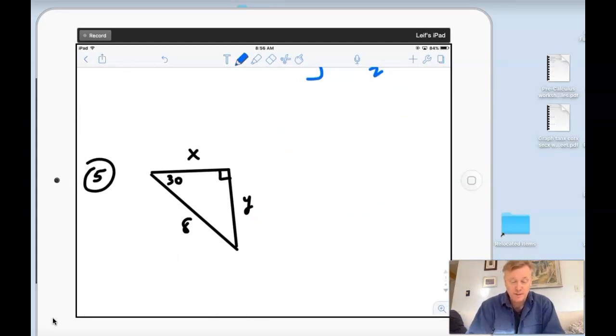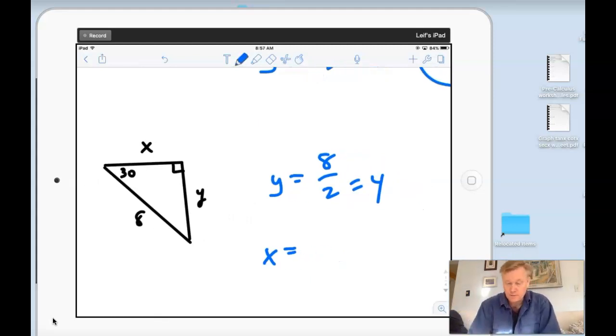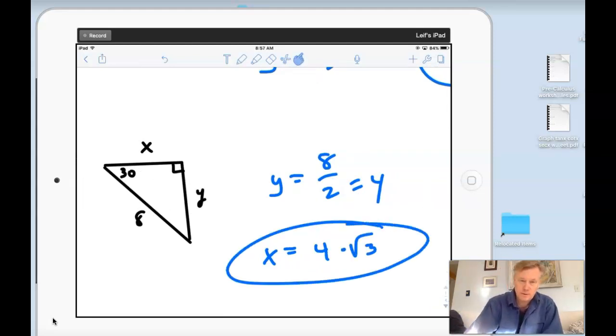Once again, they gave me the hypotenuse. Pretty easy. Which means my short leg, the one opposite the 30 degree, will be half of the hypotenuse, which is 4. X is going to be whatever the short leg is, times the square root of 3, which is 4 times the square root of 3. And there it is. Usually you see it like that without the times sign. There's an implied multiplication sign between there.